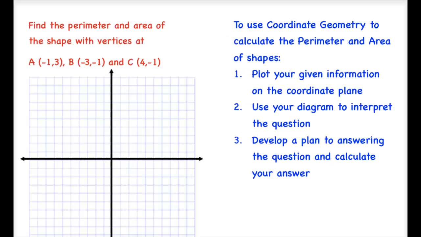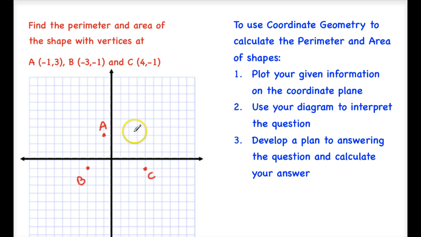So let's do an example. Find the perimeter and area of the shape with vertices at A, B, and C. First thing we're going to do is plot those points, right? Over here, we've got our three steps. Plot your given information on the coordinate plane. So I have the point -1, 3 right here. That's A. B is at -3, -1, so down here is B. And C is at 4, -1. 1, 2, 3, 4. And down here is C. So I plot my given information.